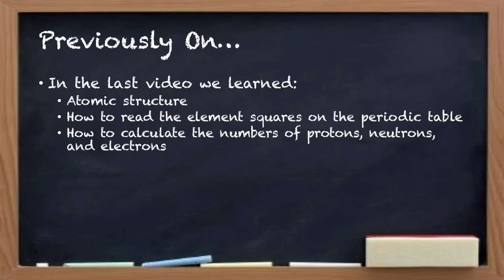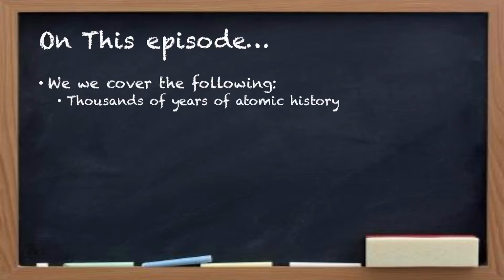This is lesson 2 in Unit 1, the atom, and today's topic is atomic history. So in our last video, we talked about atomic structure, how to read the different element squares on the periodic table, and how to calculate the number of protons, neutrons, and electrons in any given atom. So today, we're going to cover thousands and thousands of years of atomic history.